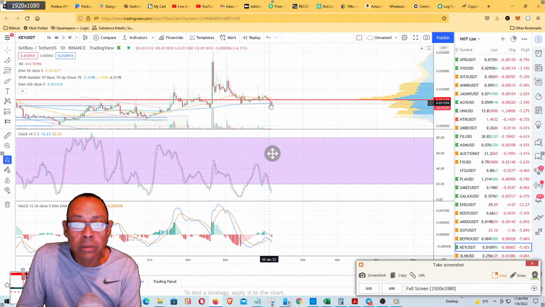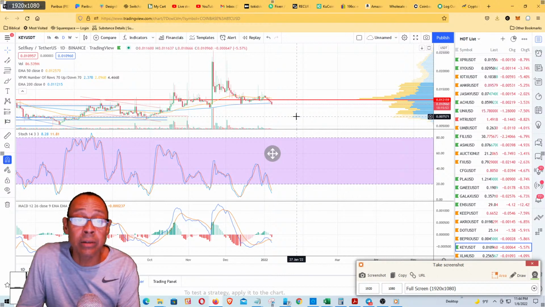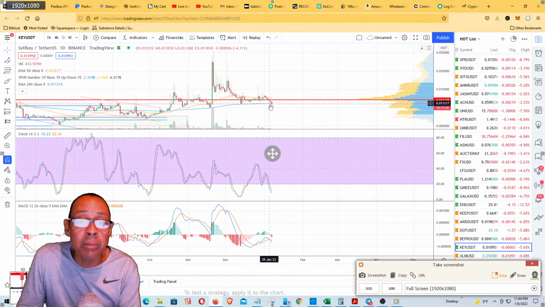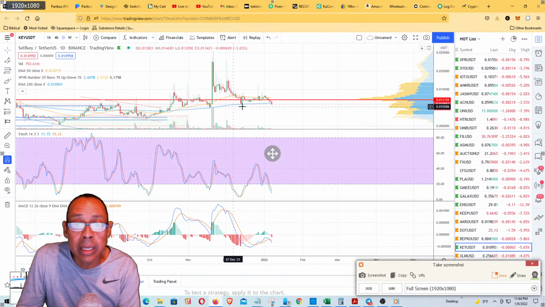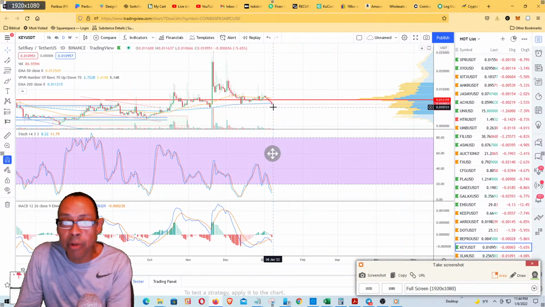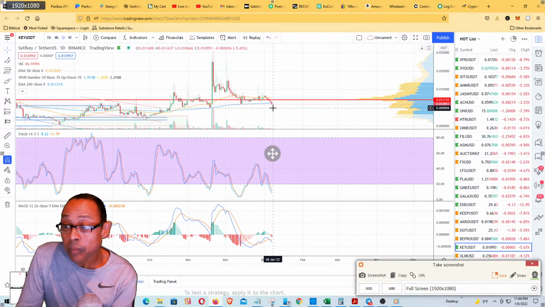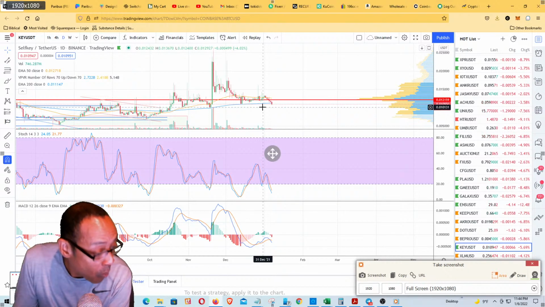Self-key is looking ugly. If we can get self-key below a cent, I'm going to get a very large amount because I love the project. And notice how we failed the 200 EMA line right there. We got this nice trend going upward, and then we're poking below it. And we got this volume node here at 0.0099. That's where I'm going to start to DCA more. I do have a bag of self-key. I do have the self-key on my phone. I use the self-key wallet.